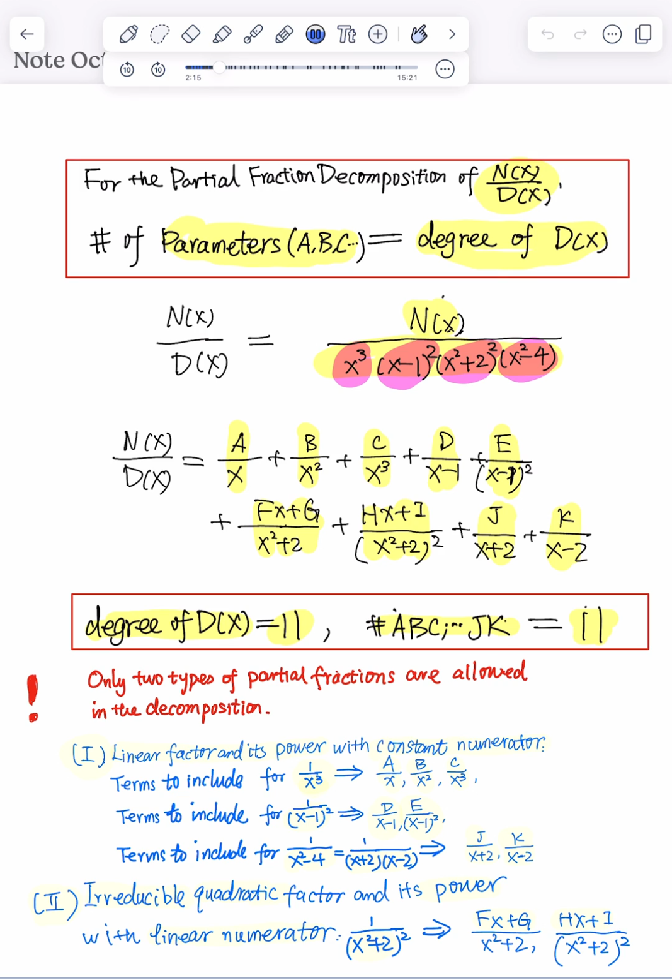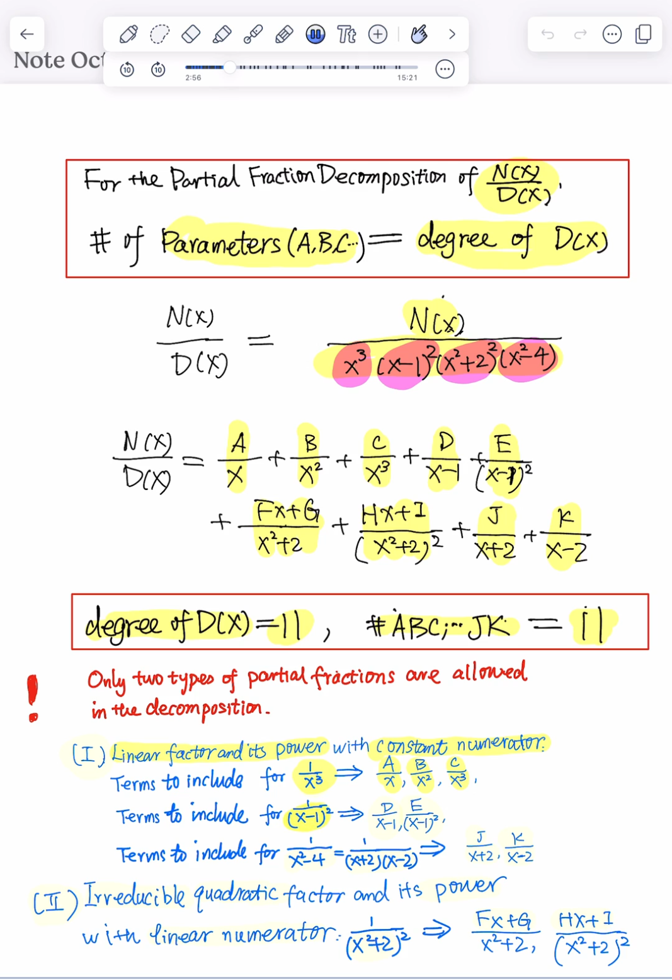Is this just a coincidence? We are going to show that they must be this way. It's not a coincidence. Let's recap what we just did. In the decomposition, we are only allowed to include two types of terms. The first one is the linear factors and its powers. We should use constant numerator for all those terms. And those are a over x, b over x squared, and c over x cubed. Those are for the 1 over x cubed term.